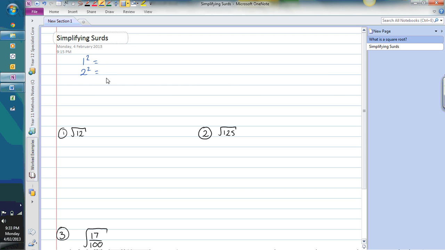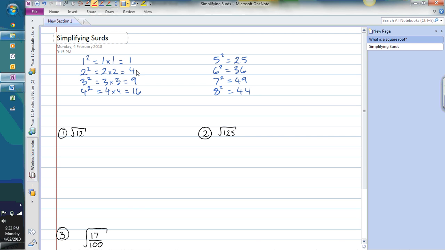So in other words, 1 squared means 1 times 1 equal to 1. 2 squared means 2 times 2 equal to 4. 3 squared is 3 times 3 equal to 9. And we could keep going up like this. 4 squared is going to be 16. 5 squared is going to be 25. 6 squared, 36. 7 squared, 49. 8 squared, 64, and so on.